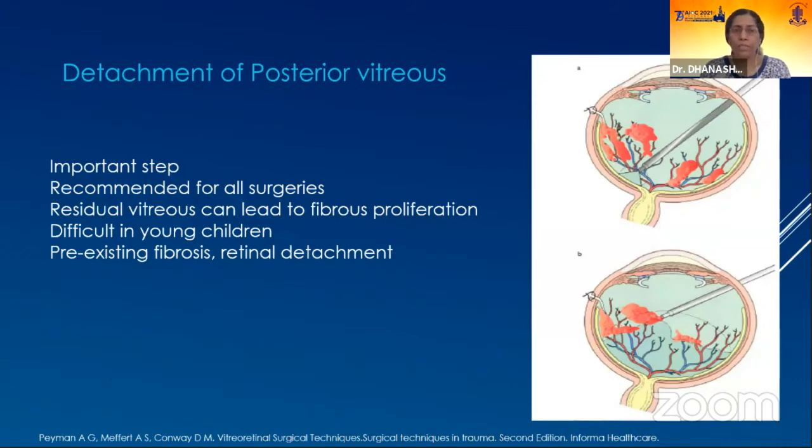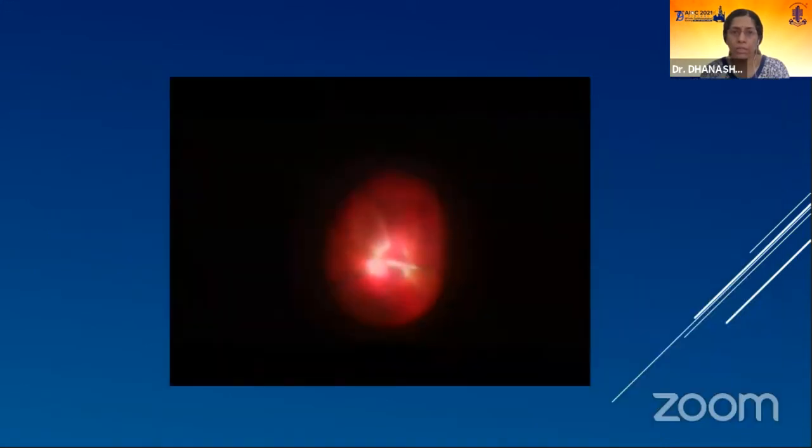Detachment of posterior vitreous is an important step in any surgery, and it is recommended for all surgery. However, it can be very difficult, especially in young children. And if there is a pre-existing fibrosis or retinal detachment, you have to be even more careful. But if you leave a residual vitreous, that is also not good, because that will eventually contract and cause fibrous proliferation and lead to recurrence.